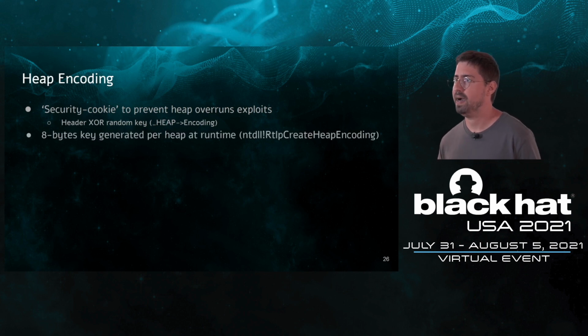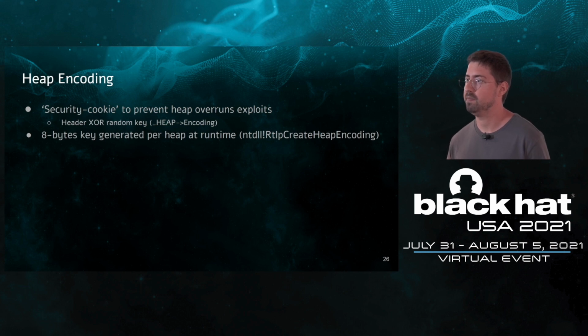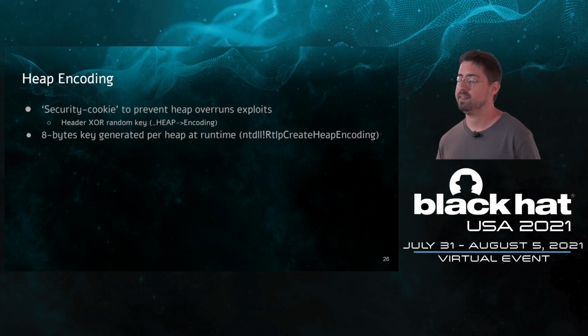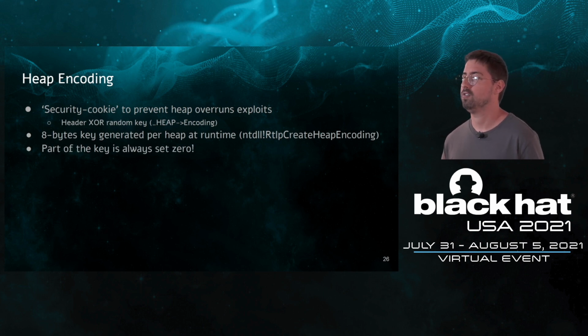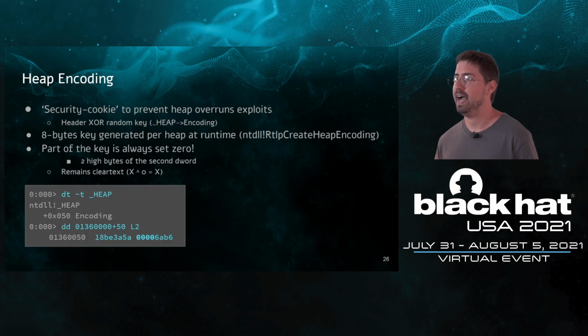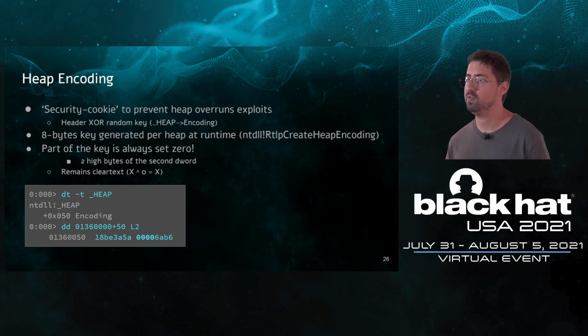So the key itself is an 8 bytes key that's generated per heap at runtime in the ntdll RtlpCreateEncoding function. But I found out that there's a weakness in its implementation. And part of that key is always set to zeros. More specifically, the higher 2 bytes of the lower part of that header are set to 0. And if you recall, if you XOR something with 0, then its value would remain clear text. And that means that Microsoft wanted to keep those 2 bytes of their original content and not encoded. And I'm not really sure why. It could be for some compatibility reason or for some optimization.